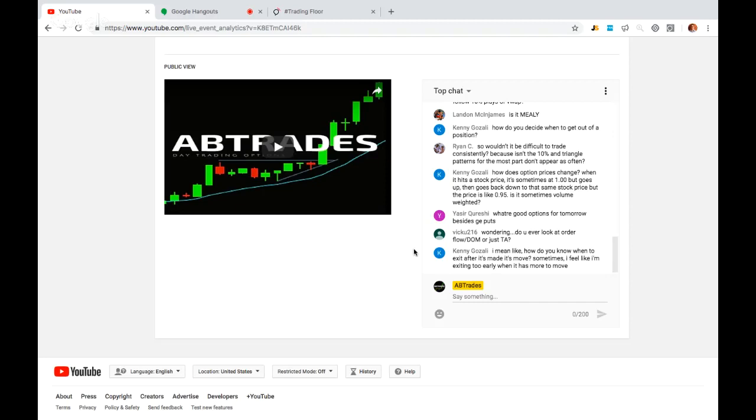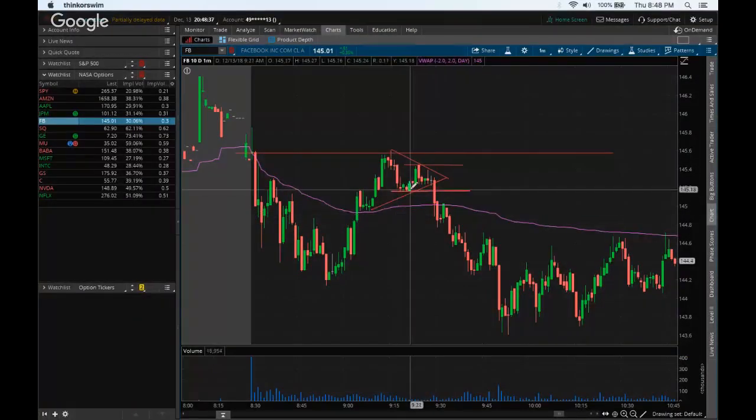How do you know when to exit after it's made its move? Sometimes I feel like I'm exiting too early. Okay, yeah, that's just part of the game. Like I said here, I would expect a 60 cent move, right? So from here down to 44. So this would have been my exit, right? So right when it hit here, I would have exited at my stop, my price.